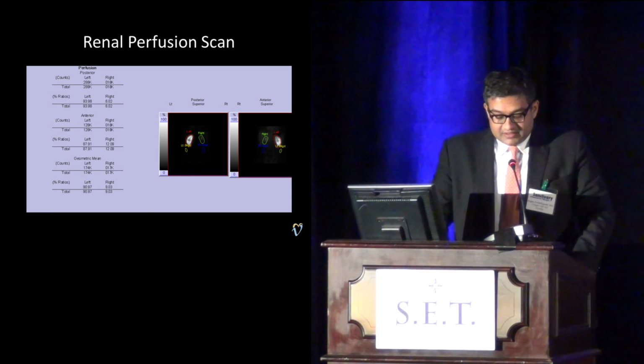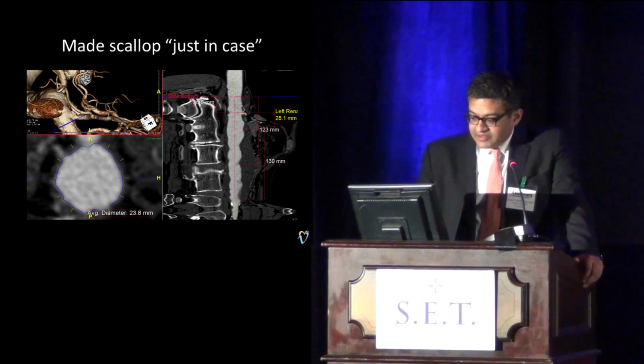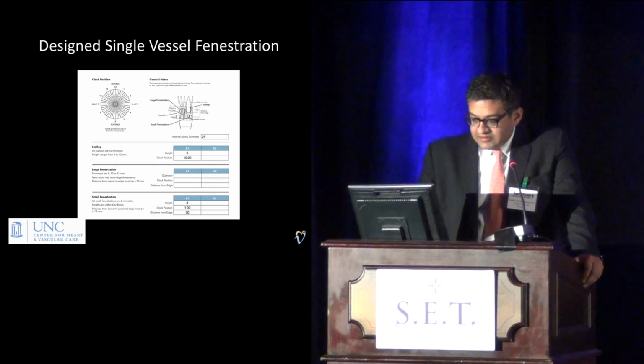So we deferred to treat this right kidney. Of note, he had about 30 millimeters of seal from the fenestration of the left renal artery to the SMA. However, I made a scallop just in case, given the angulation of his anatomy. And you can see it lands right below, in the top left corner, right below the SMA. Here's just the design of that, which was a single scallop I made, 6 millimeter high, just in case.